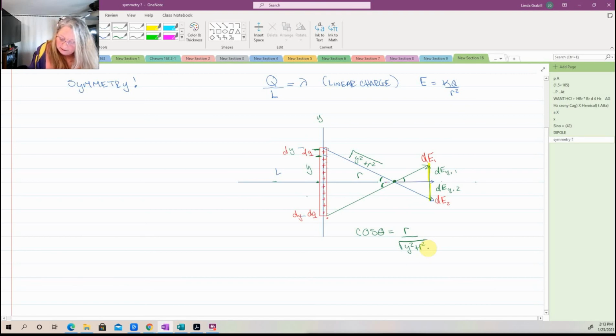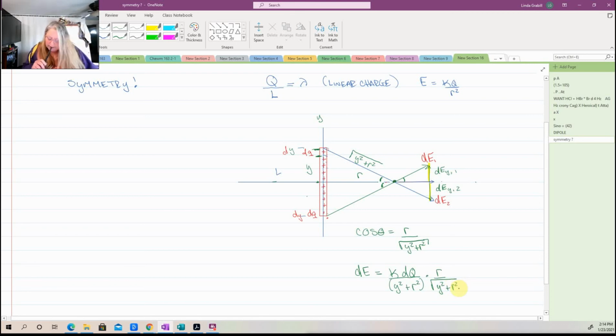And my electric field then, my change in the electric field from my little teeny tiny chunk, is going to be my k. What do I have? I have this dq, pulling out the little piece of Q for that chunk, over my r squared. So that is my hypotenuse squared. The square of a square root is going to give me y squared plus r squared. And now I want my x component, so times, oops, put my parentheses there, times r over the square root of y squared plus r squared.